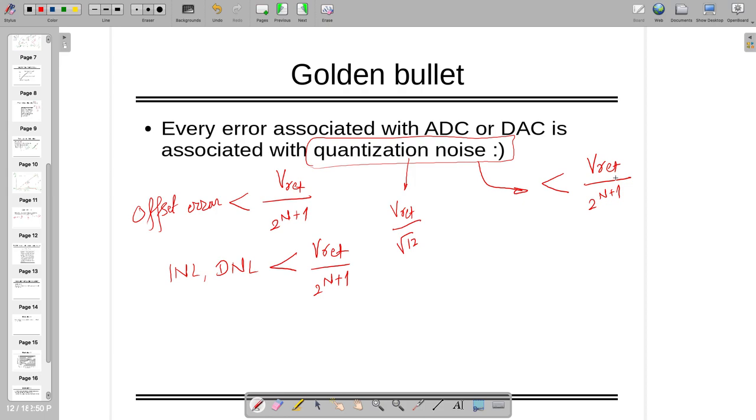But when you are running all these things, make sure that this has to be at DC or at very low frequency, so that my output can settle.